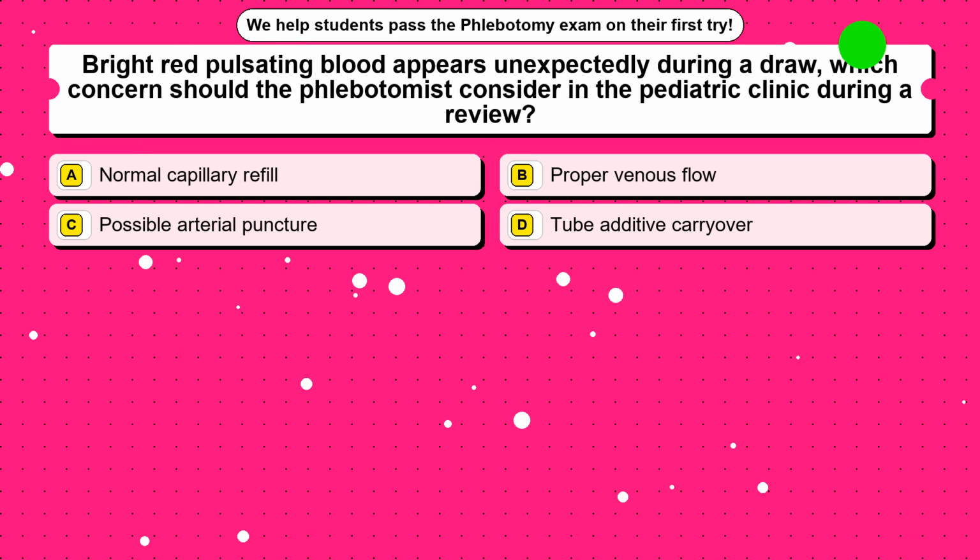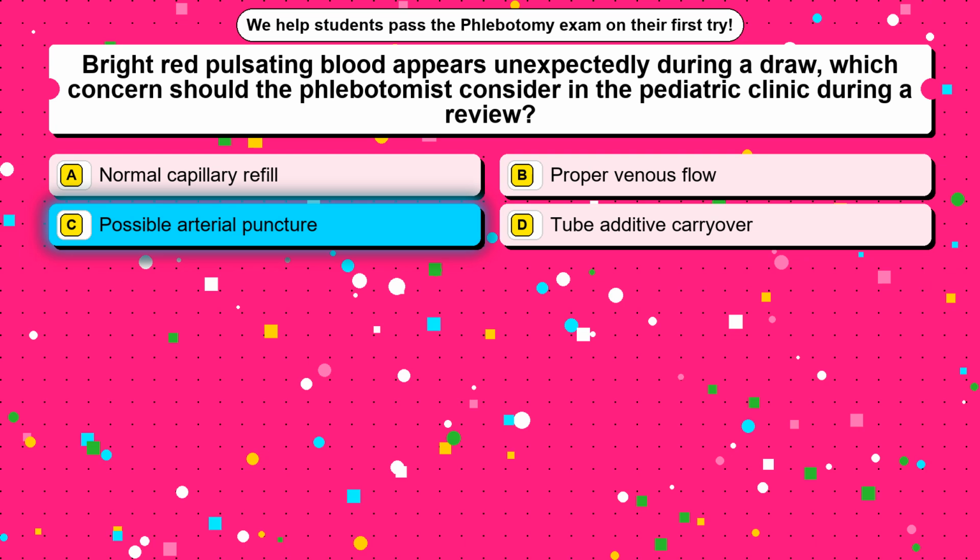Question 37. Bright red pulsating blood appears unexpectedly during a draw. Which concern should the phlebotomist consider in the pediatric clinic during a review? Option A. Normal capillary refill. Option B. Proper venous flow. Option C. Possible arterial puncture. Option D. Tube additive carryover.